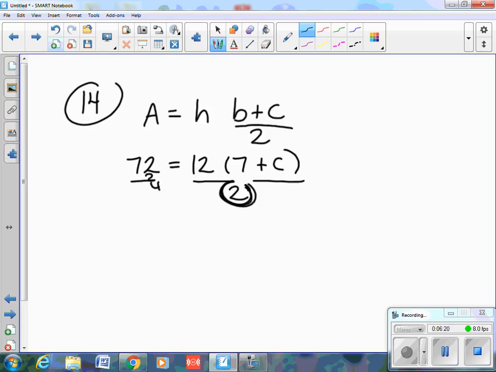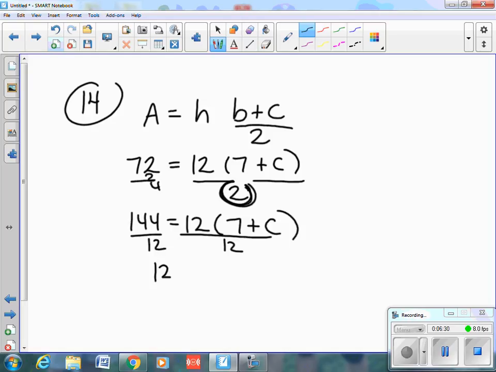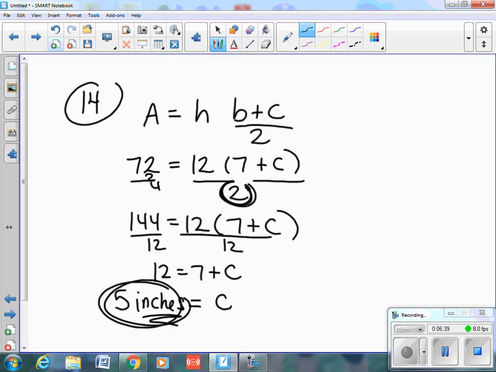Sorry. So this is 144 equals 12 parentheses 7 plus C. Divide both sides by 12. I get 12 equals 7 plus C. So C must equal 5. And don't forget to label your answers on the test. You'll be looking to see if you did 5 inches.